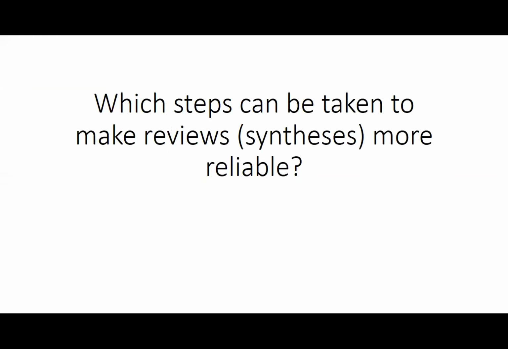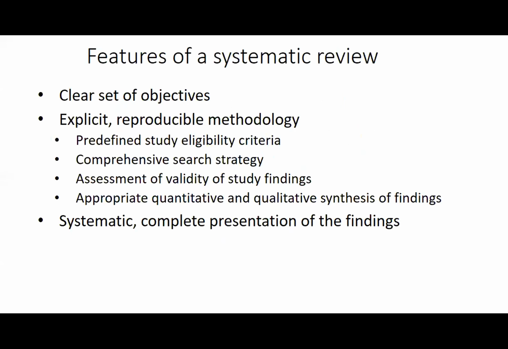So which steps should one take to make reviews more reliable? One of the key steps to start with is to be very clear on what the question is that you want to have answered, and I'm going to show you an example shortly. You need to have methods that are pre-specified. So if you're doing a systematic review, you actually need to write your protocol for that review and register it beforehand, before you start doing it.